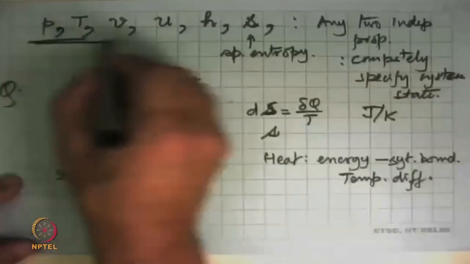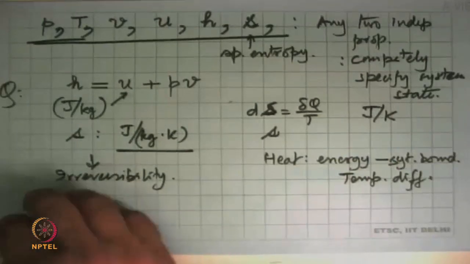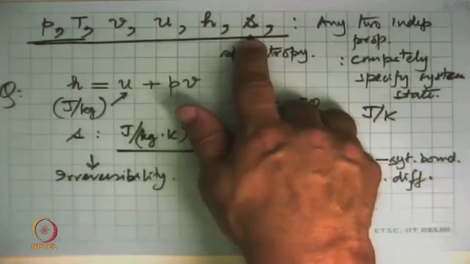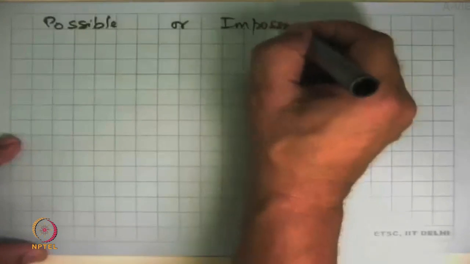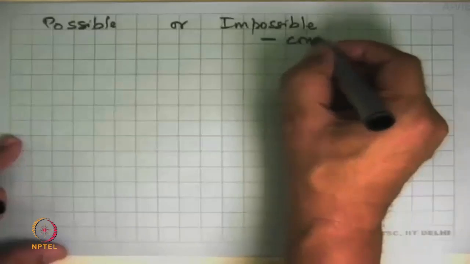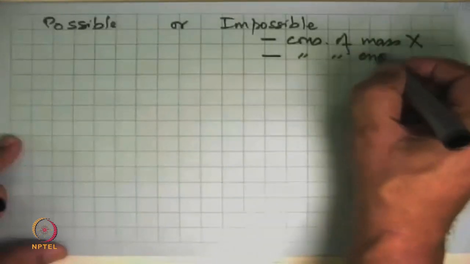So now we have this whole thing and we can do a lot of solving of problems. It also now gives us the handle as to what process is possible and what process is not possible. So let's spend some time looking at that. Either it is possible or impossible. Impossible means either it violates the law of conservation of mass or conservation of energy, which is the first law of thermodynamics.